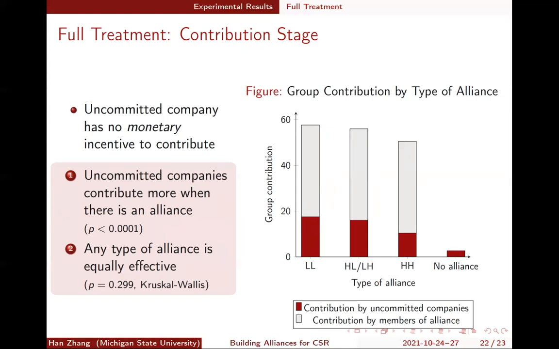While a low brand value uncommitted company contributes to be associated with a high brand value company, why does a high brand value uncommitted company contribute? In our paper, we present further results that show that high brand value uncommitted companies are driven by prosocial tendencies. They contribute to reciprocate the alliance.